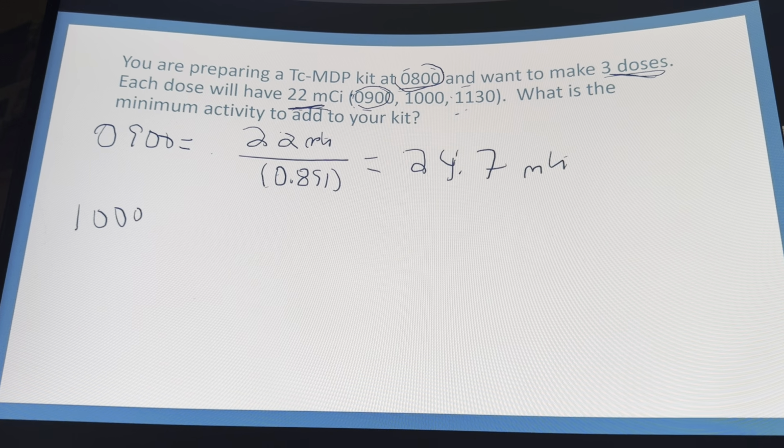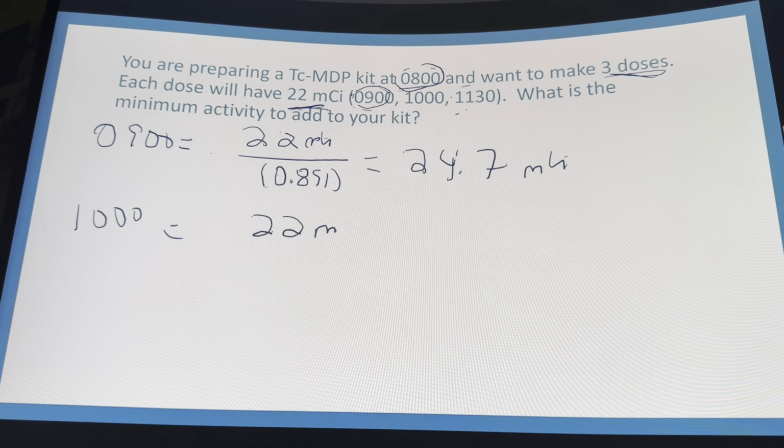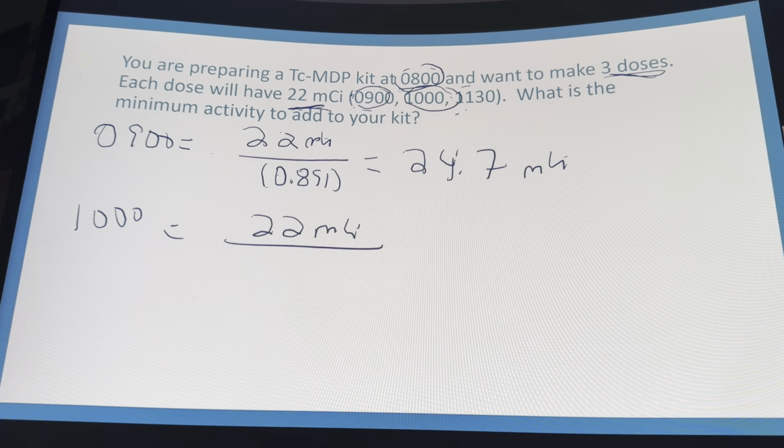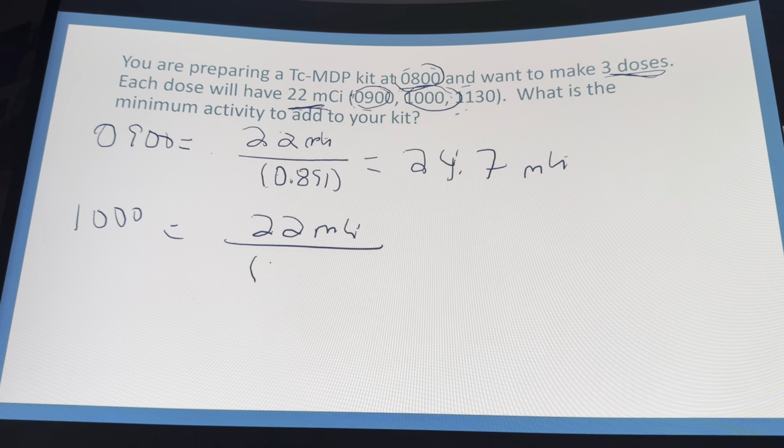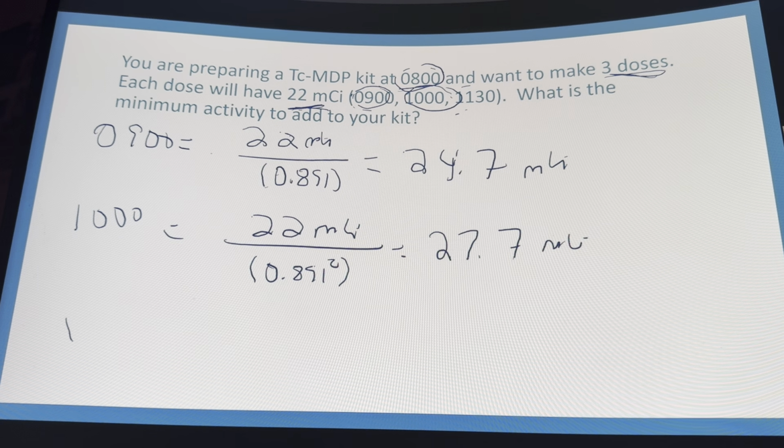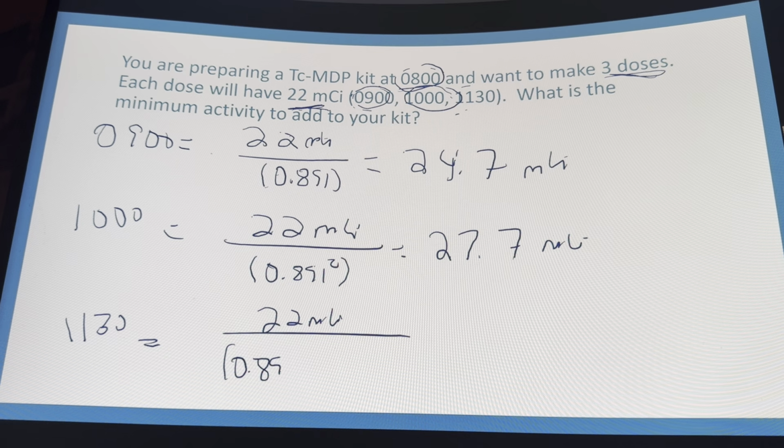Now at 1000, take my 22 millicuries. Now there's 2 hours between 0800 and 1000, so divided by 0.891 squared. 22 divided by 0.891, up caret 2, 27.7 millicuries. And now 1130. This is the tricky one. 22 millicuries. There's 3.5 hours, so 0.891 to the third. Then I have to put in my half hour of 0.944.